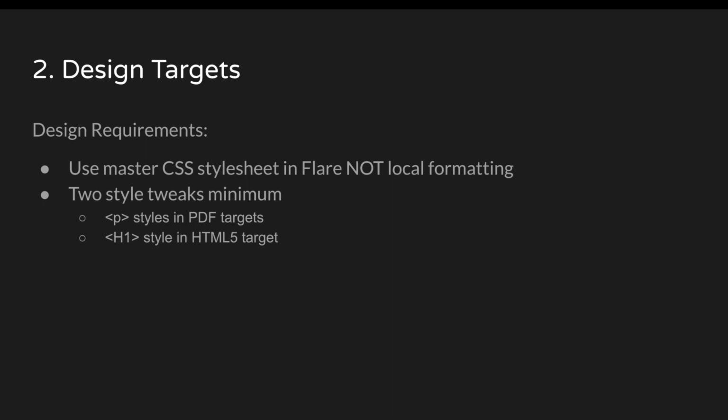And then number two, you're only going to have to make two small style tweaks. I'm going to ask you to tweak the paragraph tags in your PDF target, meaning make the paragraph tags a little different for your PDF versus online. And then vice versa, make your H1 tags a little different in HTML5 than they are in the print version. And I'm going to walk you through that right now.